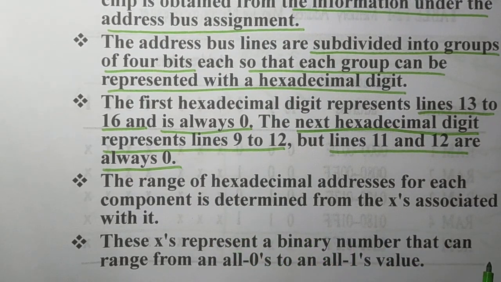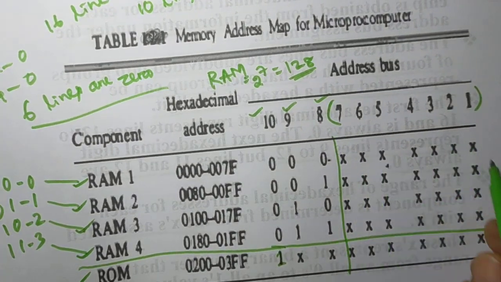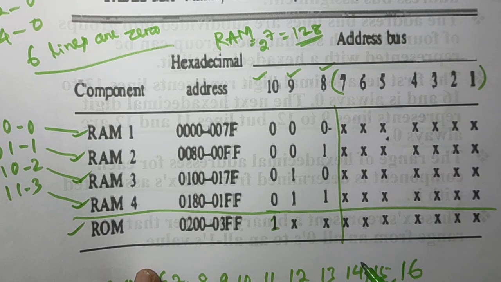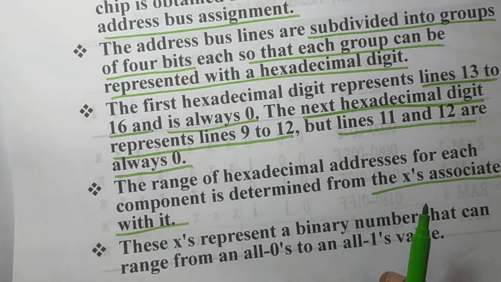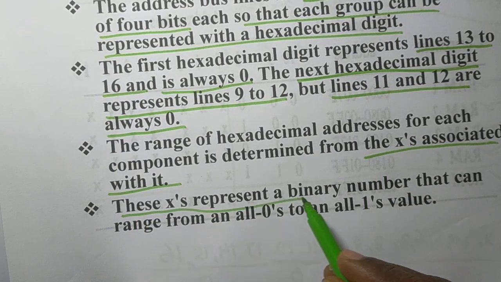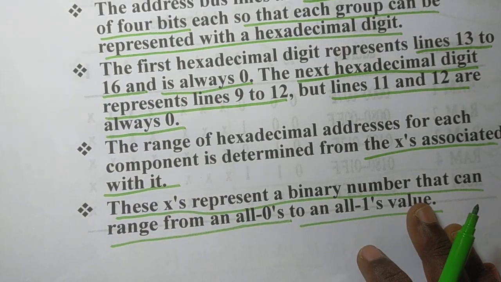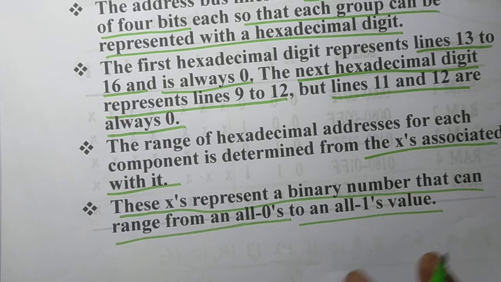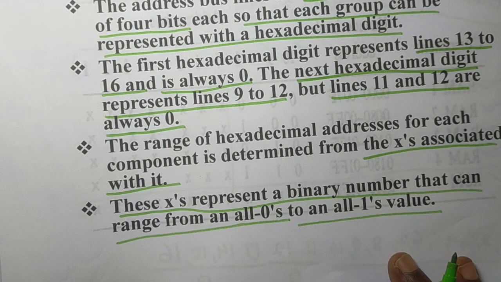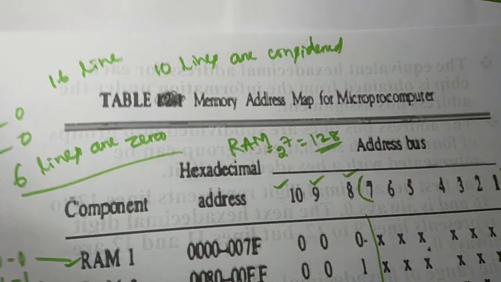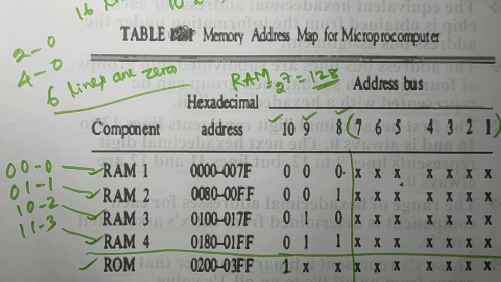Here the range of hexadecimal addresses for each component is determined from the address lines associated with it. You see lines 1 to 7 are all X, and also for 9 and 8, 9 for ROM, this part is also X. We consider this X associated with the different lines. These X represent a binary number that can range from all zeros to all ones. The range is 0 and 1, and whenever necessary we can use it, but now we do not consider it. We will consider this X as either 0 or 1, but not now; in future also we can use it. So this is the basic concept regarding RAM and ROM, and different memory addresses in different ways.